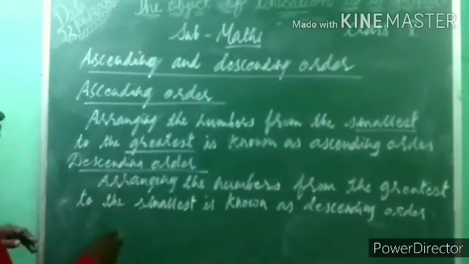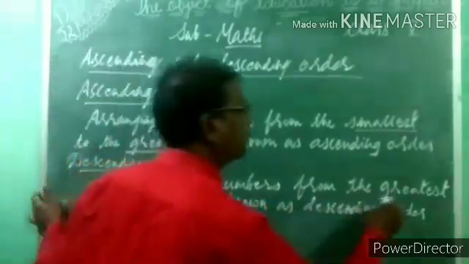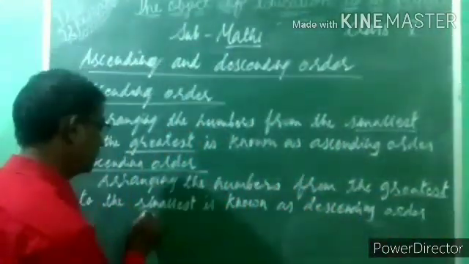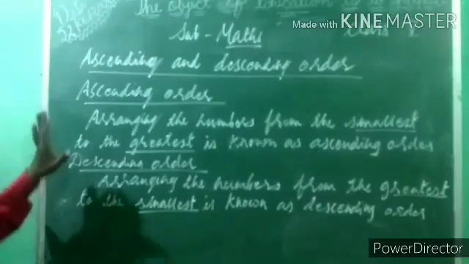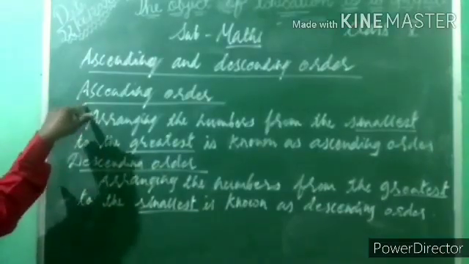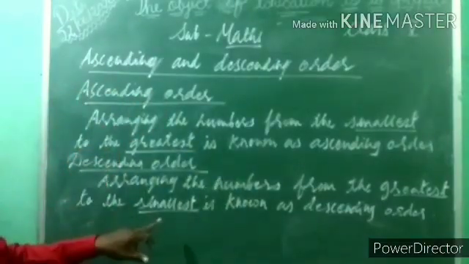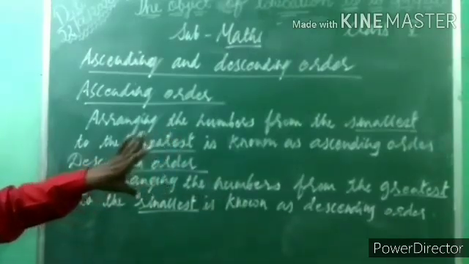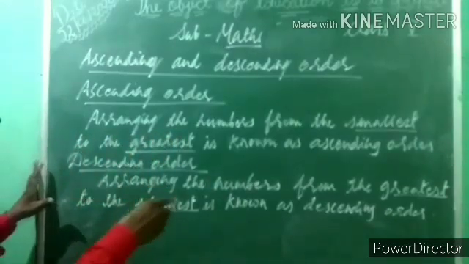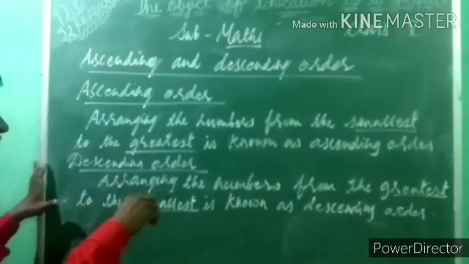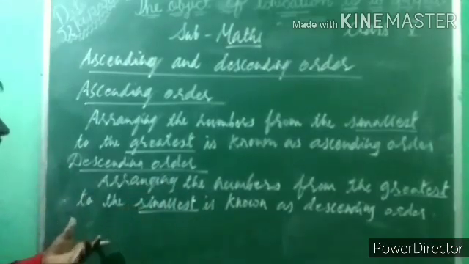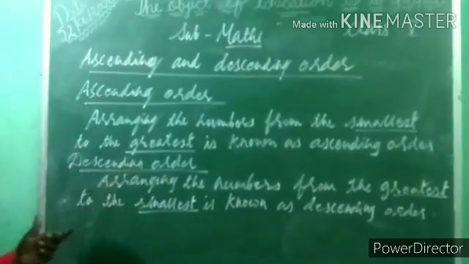And descending order is just the opposite. Arranging the numbers from the greatest to the smallest is known as descending order. Arranging numbers from small to big is called ascending order, and arranging from big to small is descending order. 4 or 5 numbers will be given. From those numbers we have to properly arrange the numbers and write the answer.